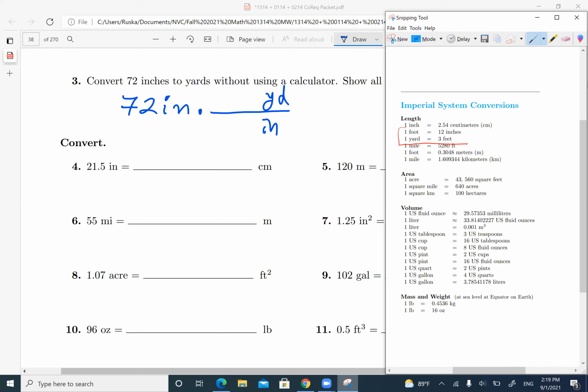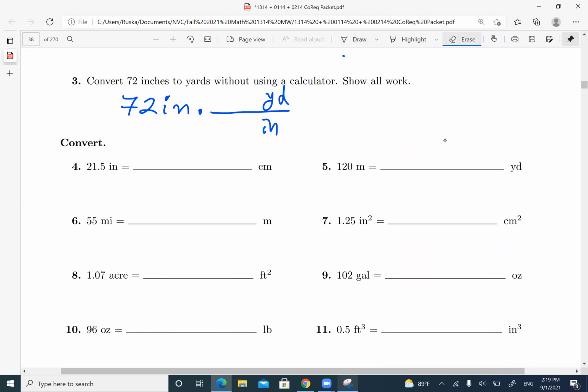So that means instead of going right away to yard, I need to go through feet. So I'm going to change inch to feet first. So I'm going to go from inch to foot. 1 foot is 12 inches, right? So now I'm going to cancel the inches and my answer is going to be with feet. And then from here, I'm going to multiply one more time by the feet in the bottom and I'm going to use yard.